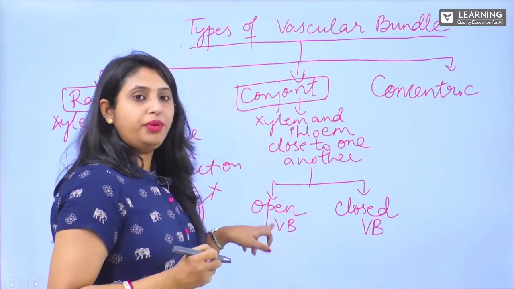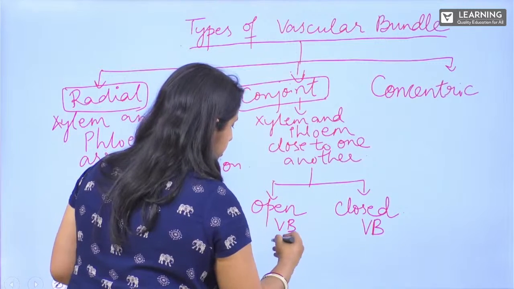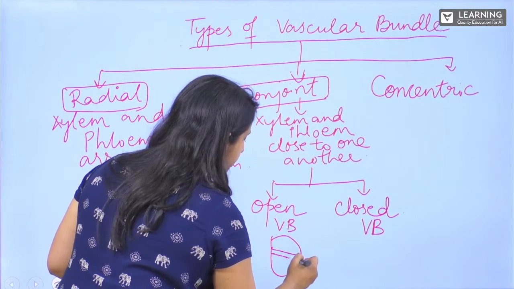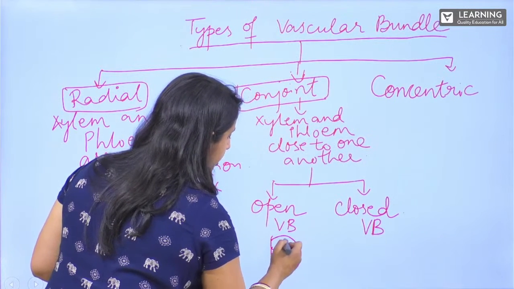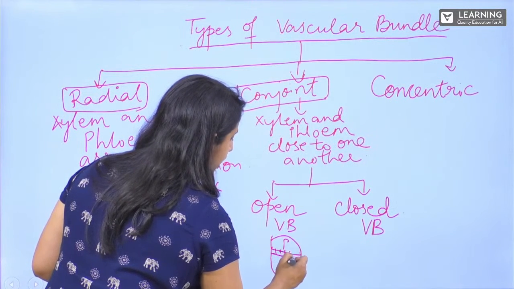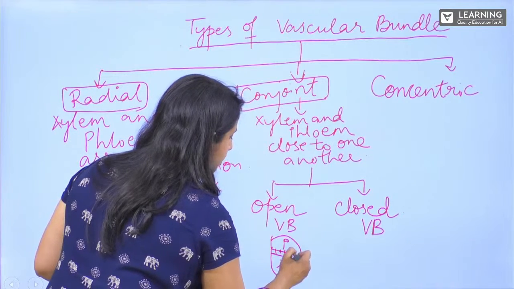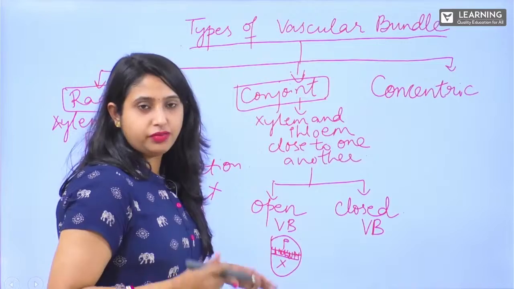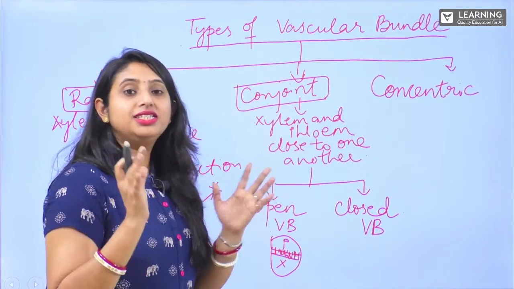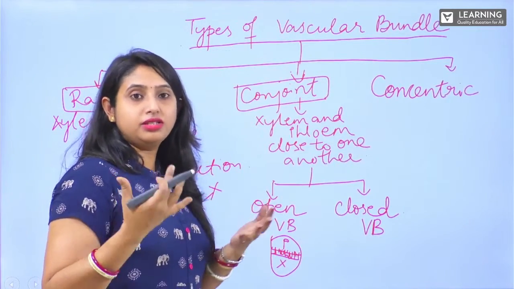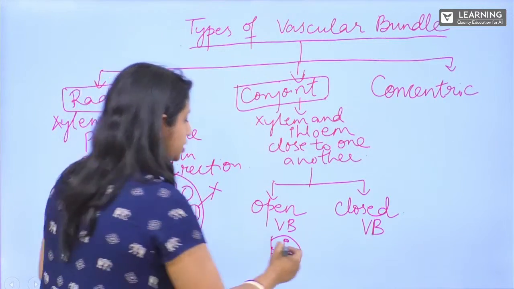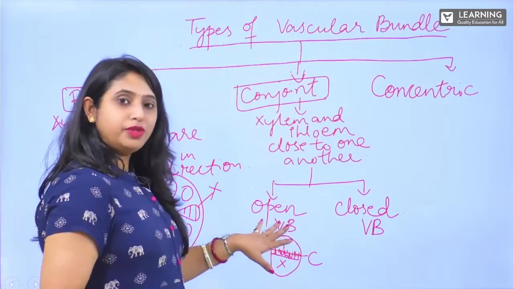So in the open vascular bundle, as we have seen, the cambium is present, right? Xylem is present inside and this is phloem, and here the cambium will be present, and this cambium will lead to the secondary growth in the plants. That means it will increase the width of the plant or the girth of the plant. So here cambium is present.